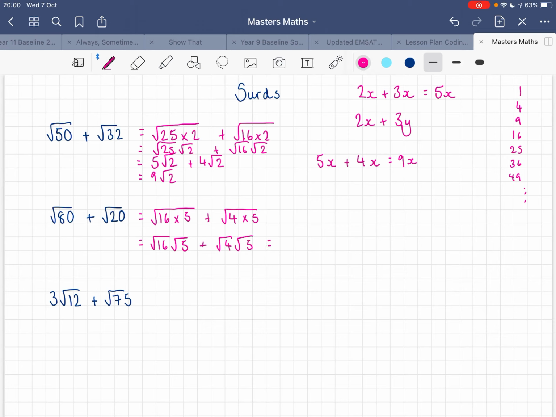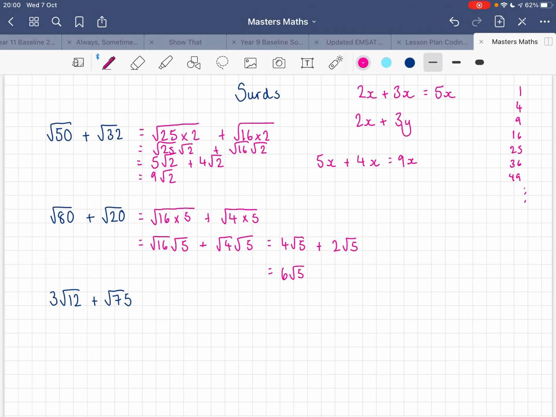And now do the square roots. So we can square root 16 to get 4 root 5, and we can square root 4 to get 2 root 5. And now that we have like terms, they're both root 5, we can add that together. So 4 root 5 plus 2 root 5 is 6 root 5. Nice and easy. Okay, the difficult part is simplifying the surd. Once you've got the same surd in both, it's just adding them up. It's just adding them together.